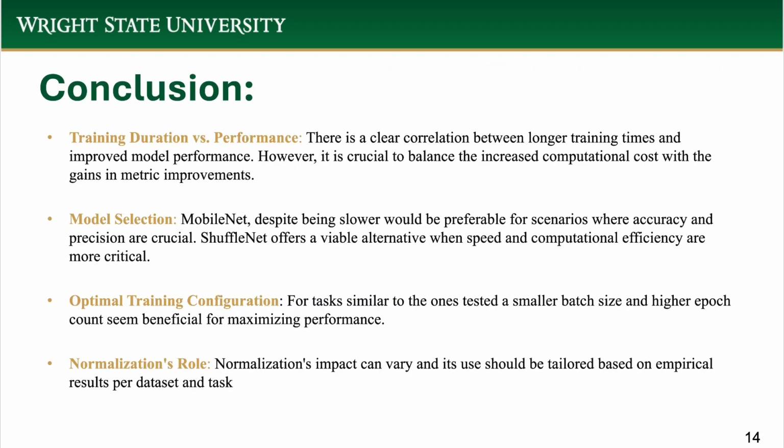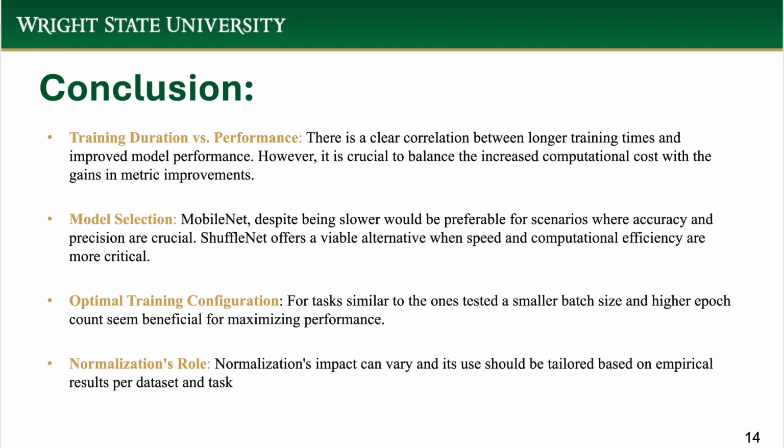Conclusion. Training duration versus performance. There is a clear correlation between longer training times and improved model performance. However, it is crucial to balance the increased computational cost with the gains in metric improvements. Model selection. MobileNet, despite being slower, would be preferable for scenarios where accuracy and precision are crucial. ShuffleNet offers a viable alternative when speed and computational efficiency are critical.